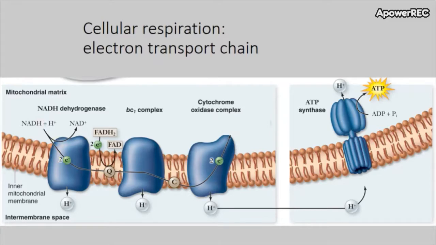So here are the electrons flowing from one source to another. If you don't have oxygen present, of course, this chain backs up and you need a backup method, such as fermentation.